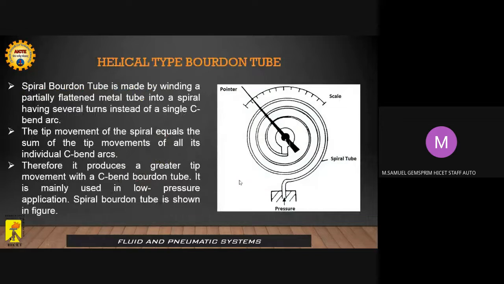The second type of construction of Bourdon tube is the helical type Bourdon tube. Here the construction is very similar to the C-type Bourdon tube, but to have even more accuracy in its working, the Bourdon tube is of a helical style. Here you can see it is following a helical path. Thereby, even the smaller variation of air is sufficient to make a minor variation that moves the pointer a little bit.